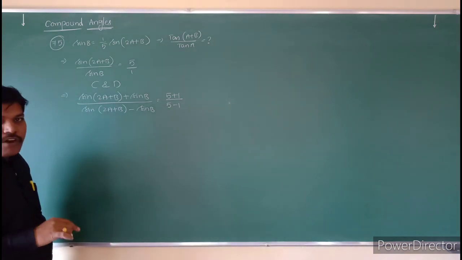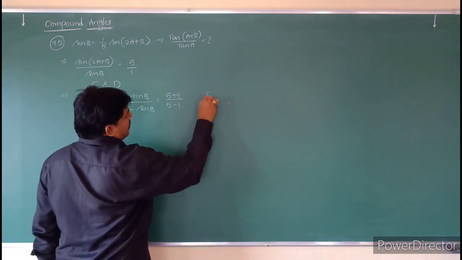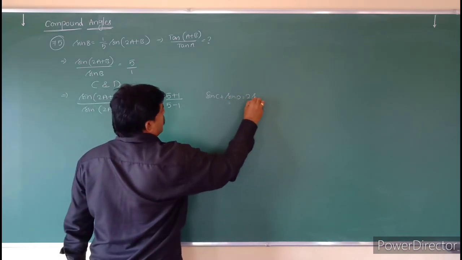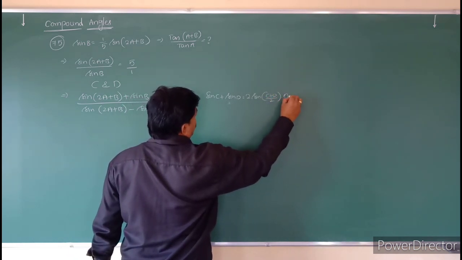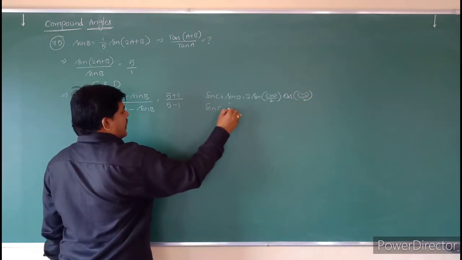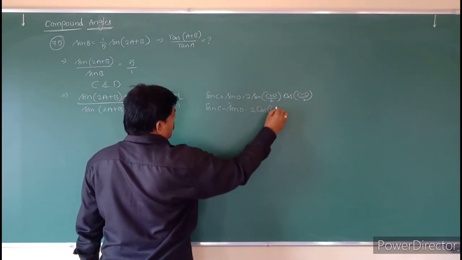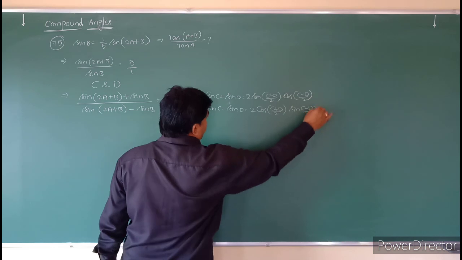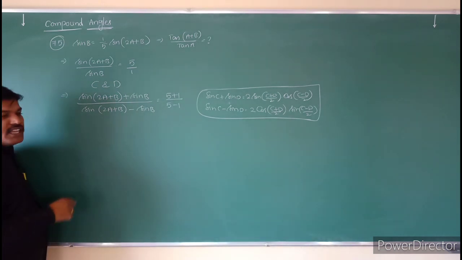So you know the formula. What is the formula for sin c plus sin d? What is the formula, students? Anyone can tell that? Sin c plus sin d is 2 into sine of c plus d by 2 into cos of c minus d by 2, and also sin c minus sin d formula is 2 into cos of c plus d by 2 into sine of c minus d by 2. So use these two formulas, students, sin c plus sin d and sin c minus sin d.